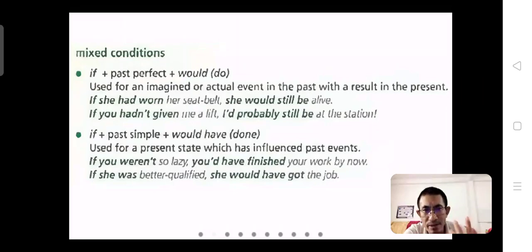The action happened in the past and affects the result in the present time. Happen in the past and affect the result in the present time. If she had put on her seatbelt, she would still be alive.